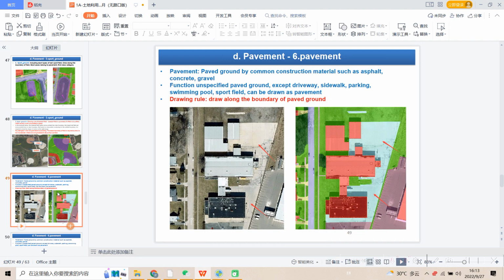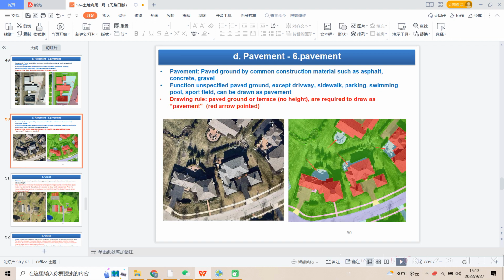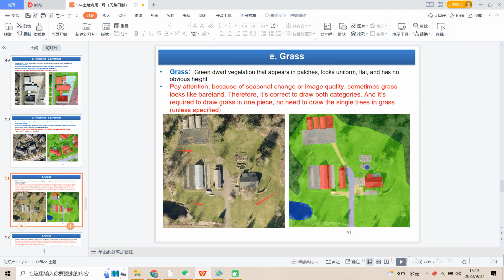Next is pavement. Pavement is paved ground made of common construction materials such as asphalt, concrete, or gravel. This is function-unspecified paved ground. So except driveway, sidewalk, parking, swimming pool, and sports field, everything else can be drawn as pavement. It's very easy, just draw along the boundary of the paved ground. And make sure, guys, all those backyard paved grounds, remember to draw them as pavement and follow the shape of the backyard carefully.